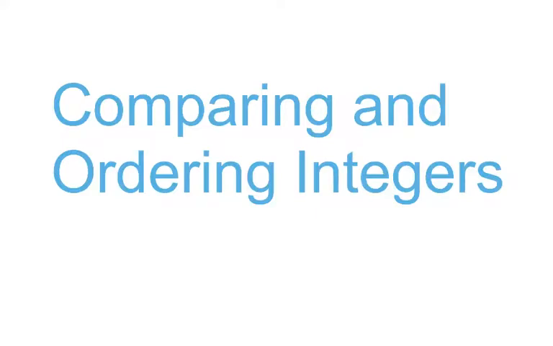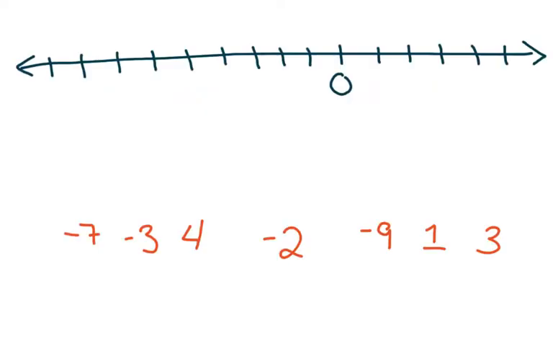Today we're going to talk about comparing and ordering integers. Let's get started. We're going to start with ordering integers. One really helpful way to figure out which is the least integer, which is the greatest integer, and how they go in order is to use a number line.